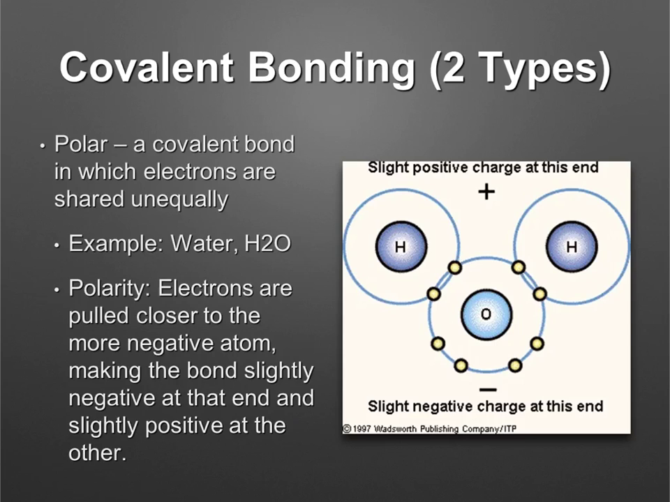So there are 2 types of covalent bonding. The first type is called polar. Polar is a covalent bond in which electrons are shared unequally, so it creates a positive end and a negative end, or poles. So for example, water is a type of polar covalent bond. With polarity, electrons are pulled closer to the more negative atom, that's where all the negative charge is, and then we end up leaving a slightly positive end because the nucleus is pretty much left out in the open.